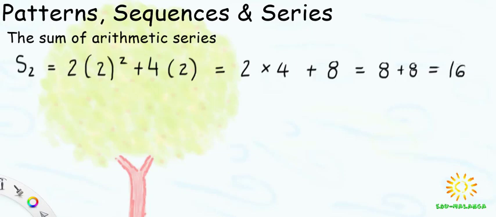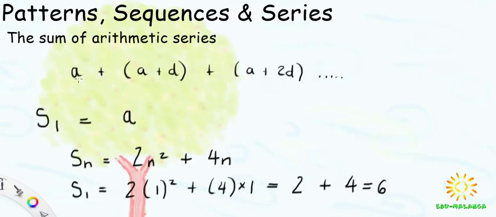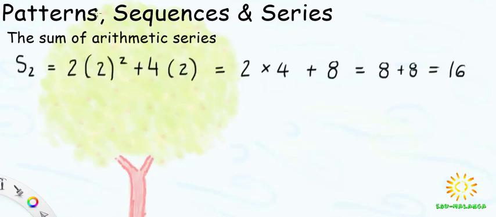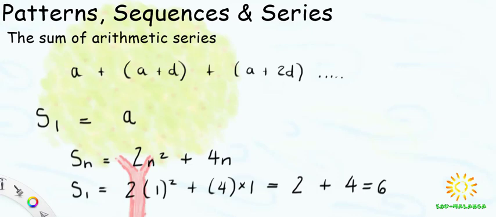Now let's come back to what we did here. The sum of the first term is simply equal to the first term, and the sum of the first 2 terms is equal to the first term plus the second term. So if we're looking for the second term from the sum of the 2 terms, we have to subtract the first term. I hope what I'm saying makes sense. Let me write it down and explain using the variables.